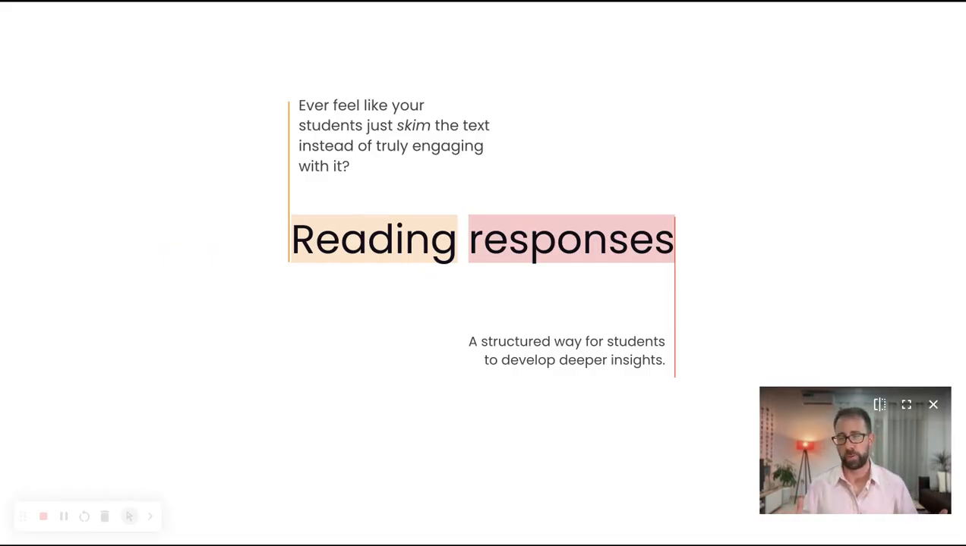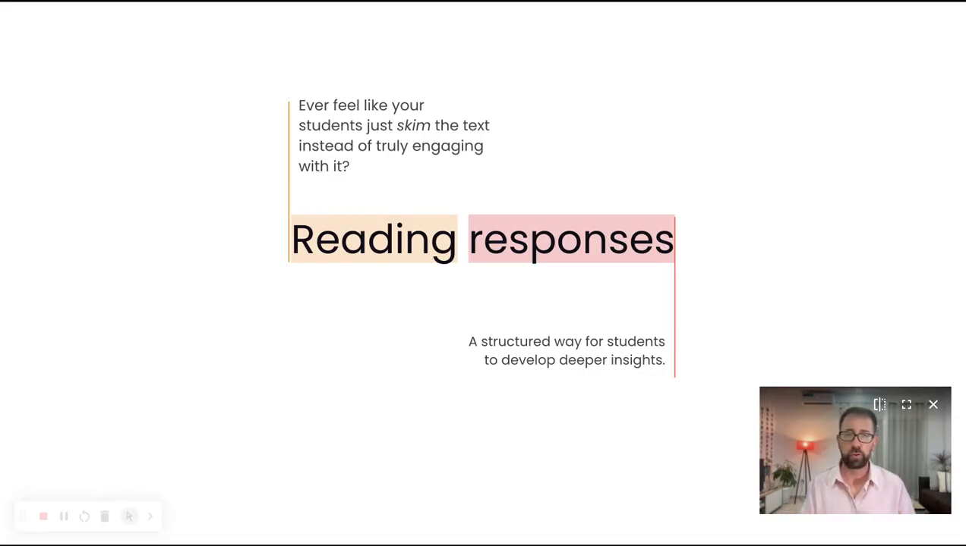So let's start with the pain point right away. Do you ever feel like your students just skim the text instead of truly engaging with it? Well, reading responses are a way to help overcome that. It gives your students the opportunity to think reflectively and critically about the text that they're reading, gives them the opportunity and space to develop their thought through written expression, and then through that basis of written expression, we can develop that and extend that into their oral expression in stage 3, our next video.